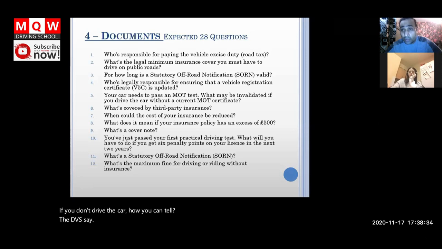And then who is responsible to pay the road tax? Who is responsible to take care of MOT? How long is the MOT certificate valid for? How long is the insurance certificate valid for? Okay? So these are the questions.